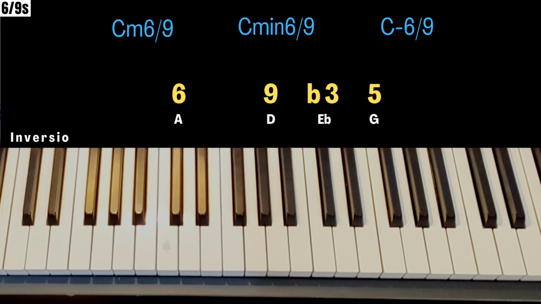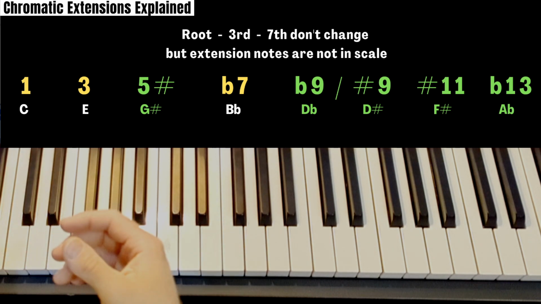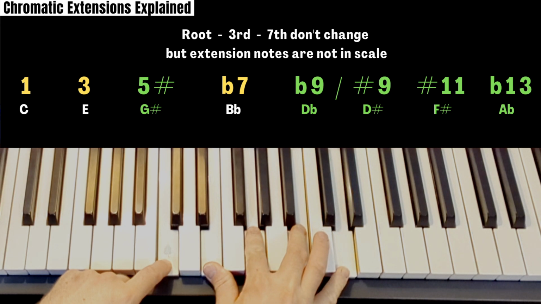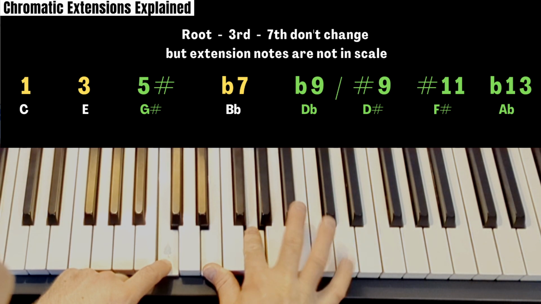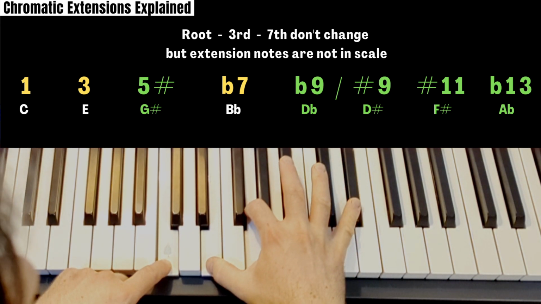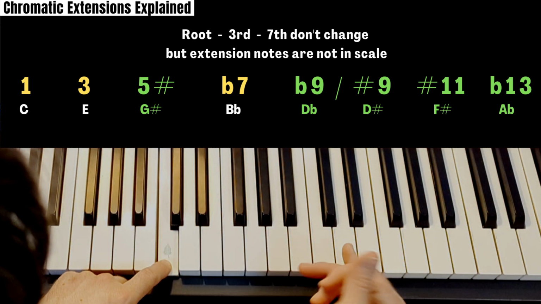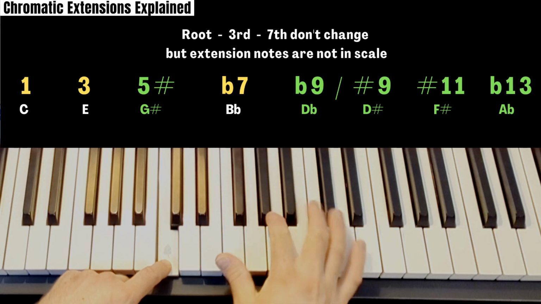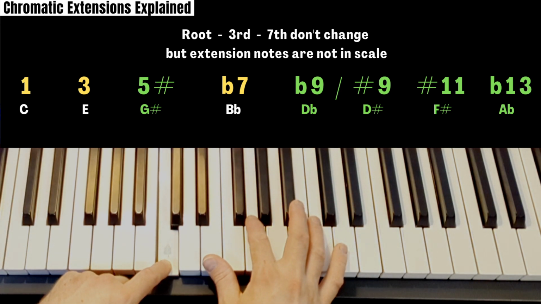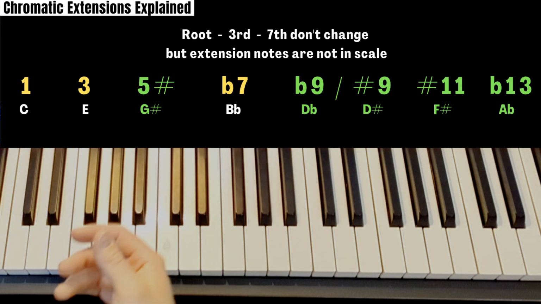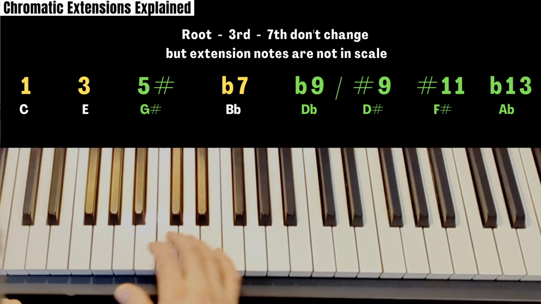Alright, now we're getting into chromatic extensions. Chromatic extensions are where we're using our extensions, but we're either sharpening or flattening the diatonic extensions. So they're no longer in the scale, therefore they're chromatic. Now, the main chord I use these on are dominant 7s, and there's a reason for this.